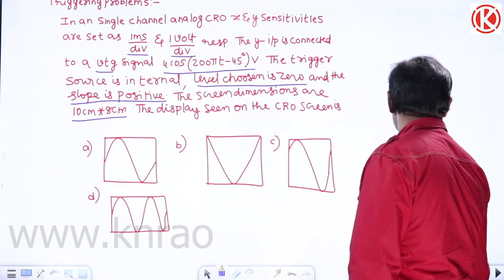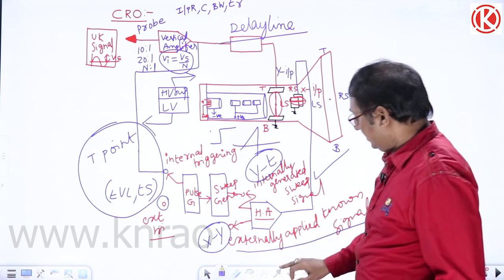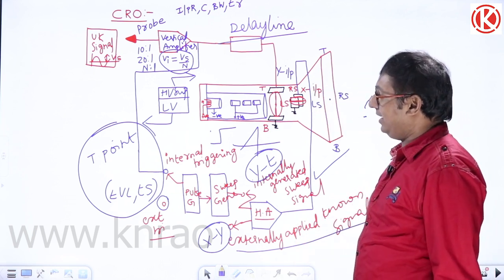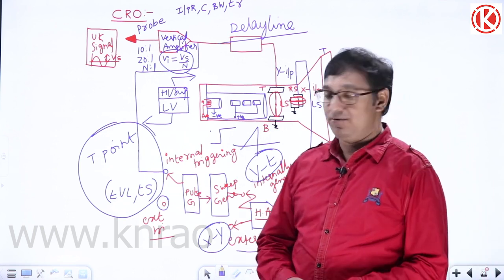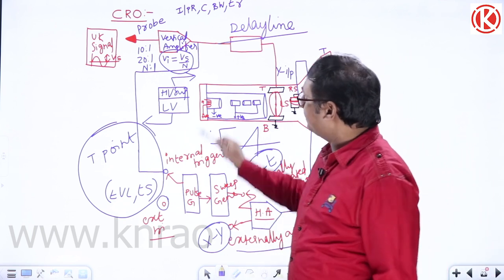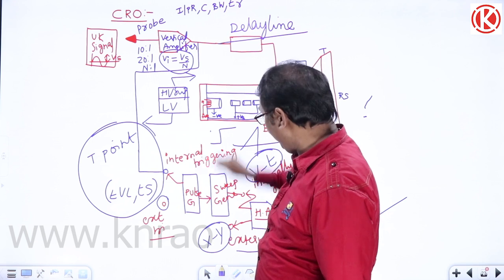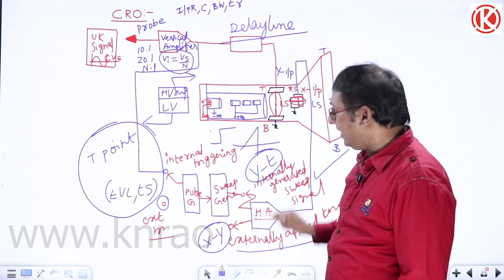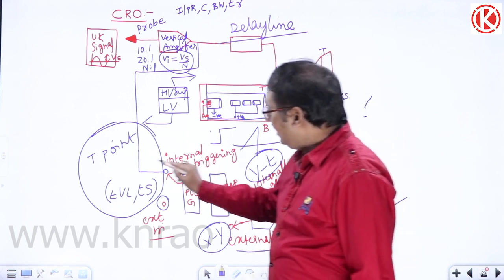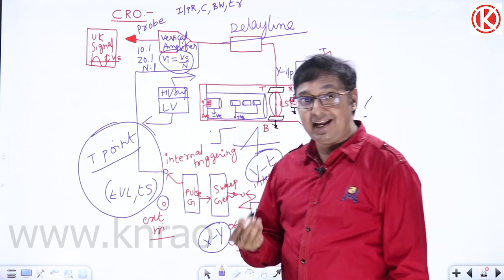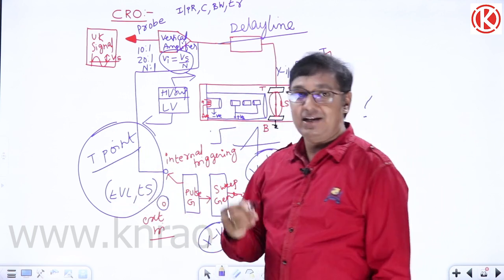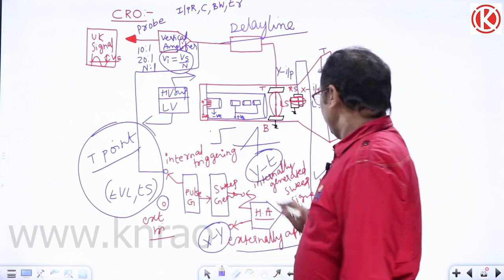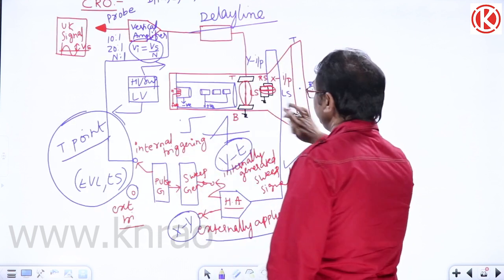Hope you remember. This is the circuit diagram we have taken, the schematic block diagram we have taken when discussing the CRO. Here if you observe, output of vertical amplifier I have taken as triggering point. Here we have a pulse generator and the sweep generator. Here this T point means trigger point, TVL means trigger voltage level, TS means triggering slope. So now let me explain here.